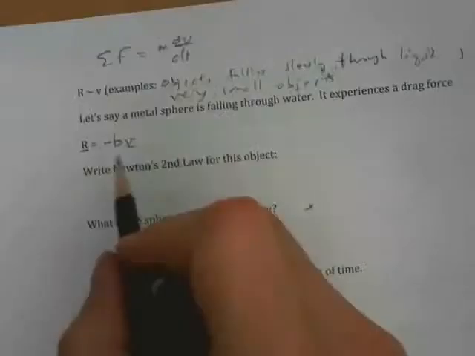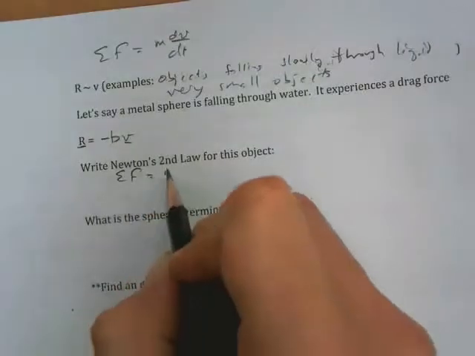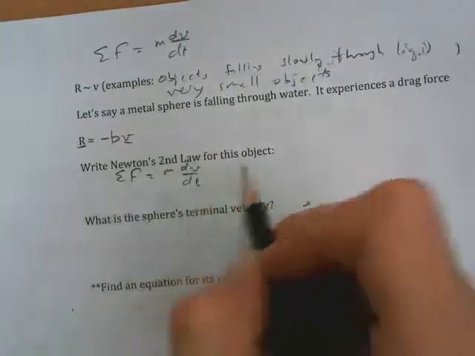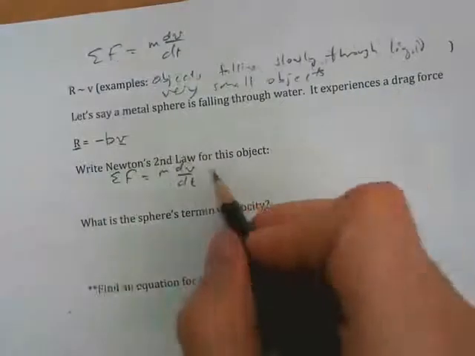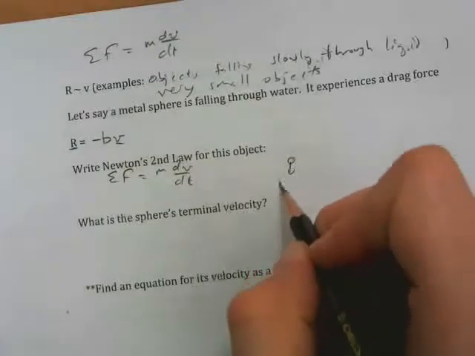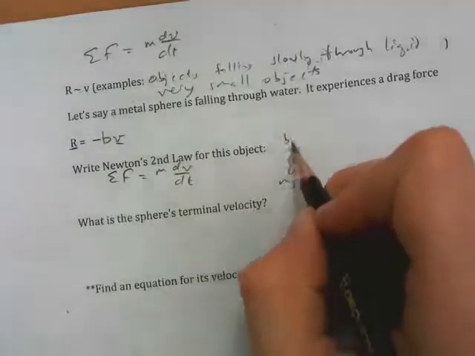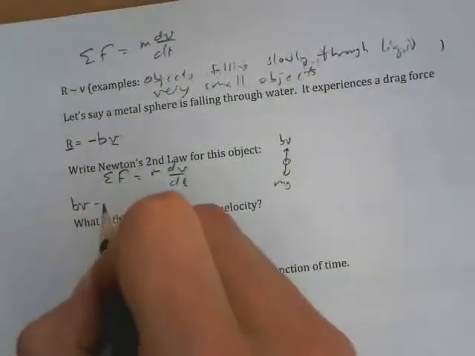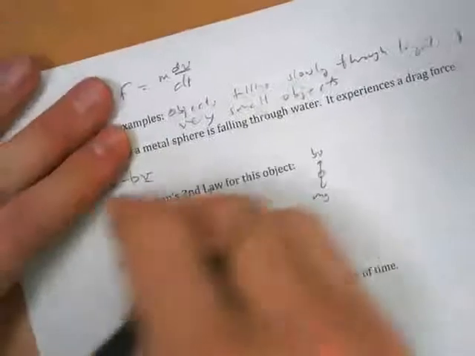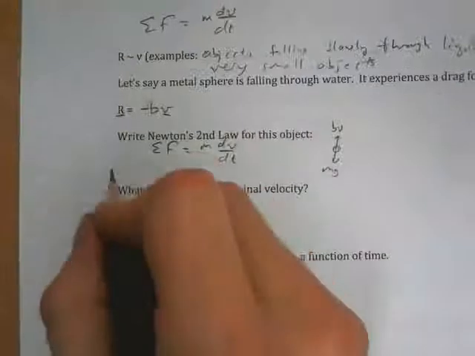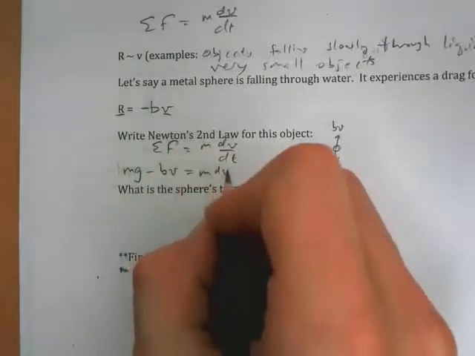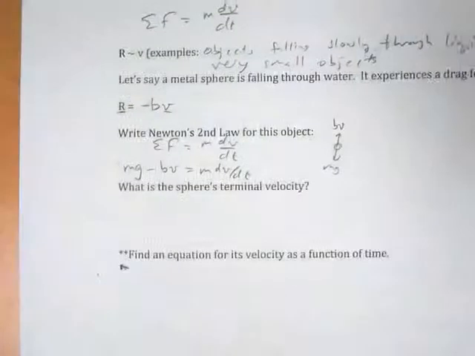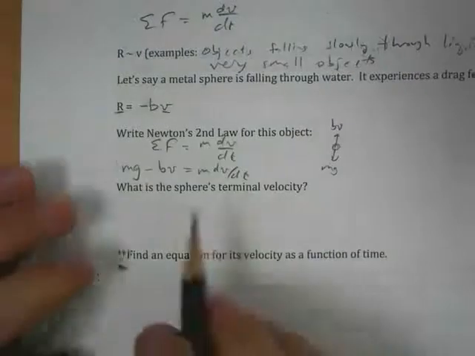So if this object is falling through water, it's got this drag force. Okay, well, what else is acting on it? We've got gravitational force downward, and we've got the drag force going upward. So the sum of the forces is that drag force. Typically, it's easier if we call downward negative in these cases. So Newton's second law is just this: mg minus bv equals mass times dv/dt.